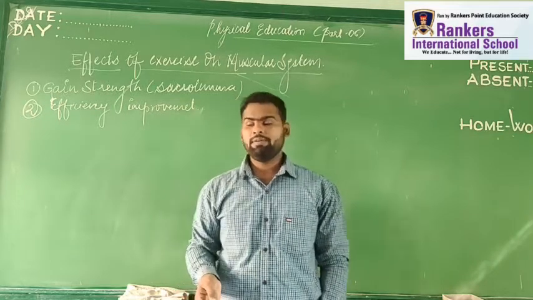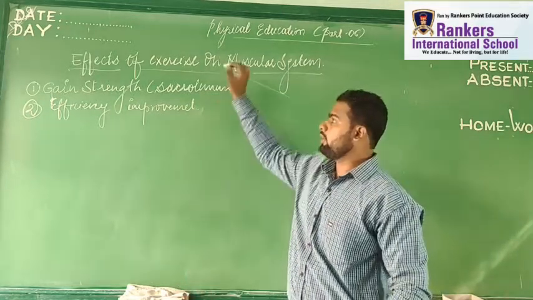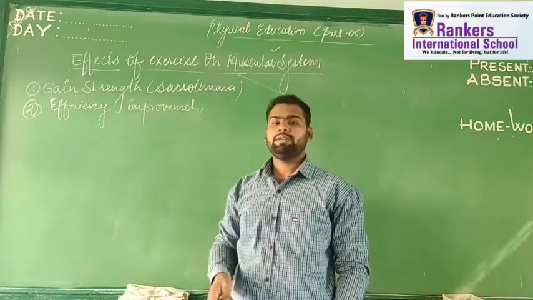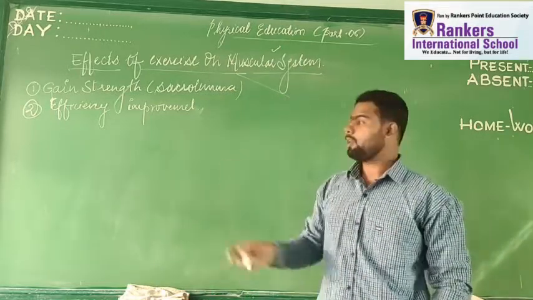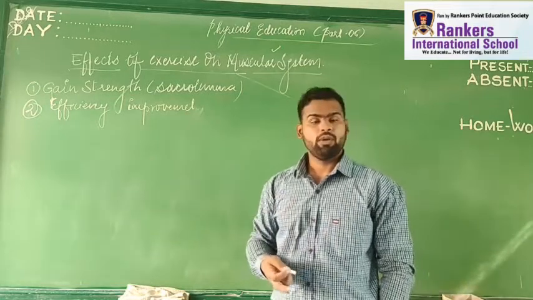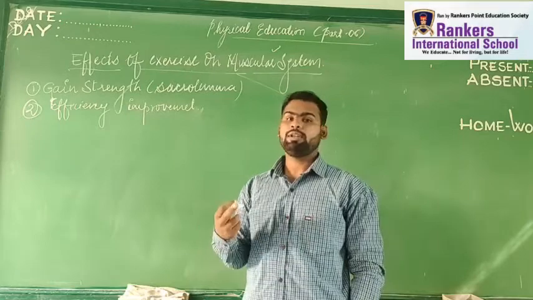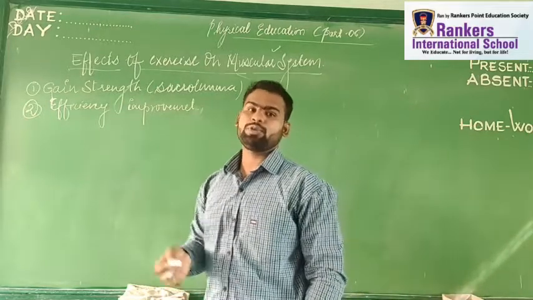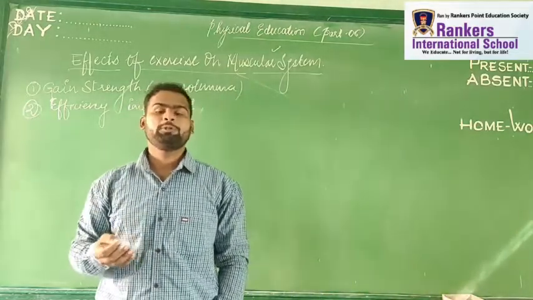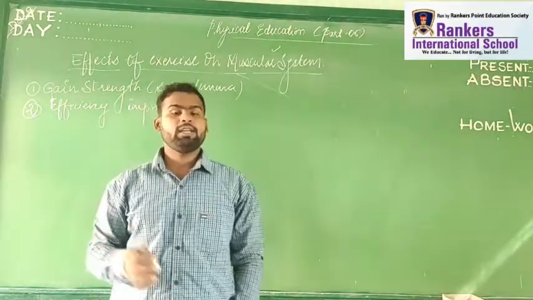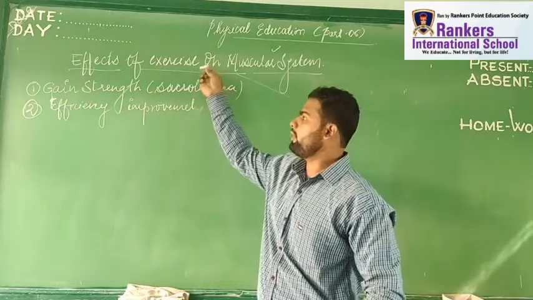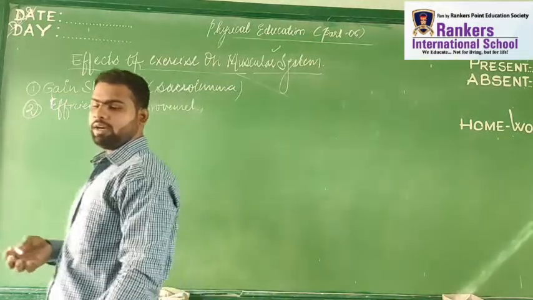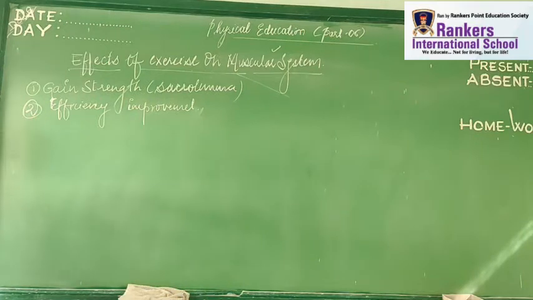Endurance too. So if an individual, a participant, is doing exercise for the muscular system, definitely the efficiency of the body will improve. How will it improve? Because if someone is physically fit, he should have good strength, speed, endurance, flexibility, and coordinative ability. If you are working on one component, like strength, definitely the efficiency of working will be improved.